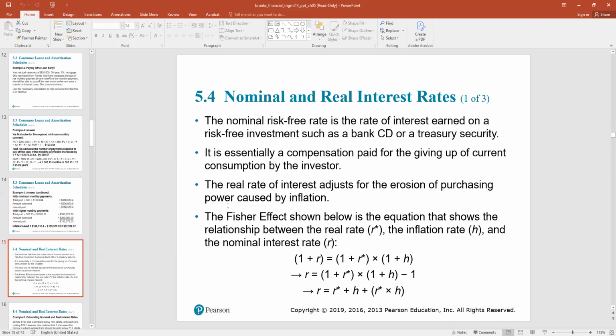So the Fisher effect shows, in the equation below, the relationship between the real interest rate, R with star, the inflation rate, and the nominal interest rate, just R. H is the inflation rate, and this is the real interest rate. So whenever they charge you a rate, they will charge you this rate, okay? Which will include the real interest rate plus inflation plus some other premiums, like default premium, risk premium, maturity premium, which we will discuss later on.